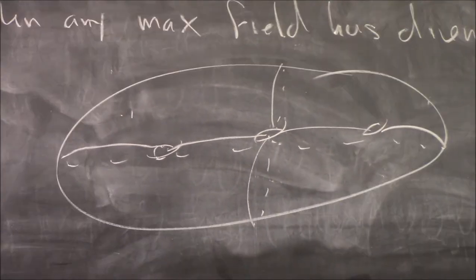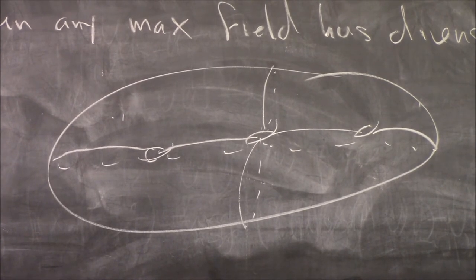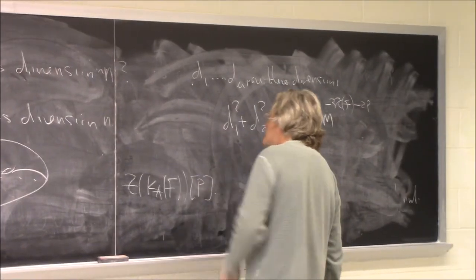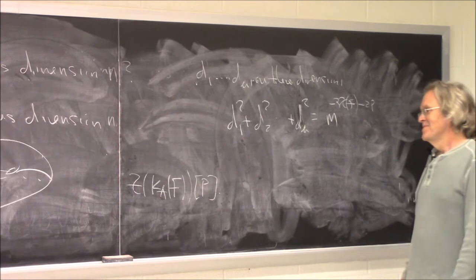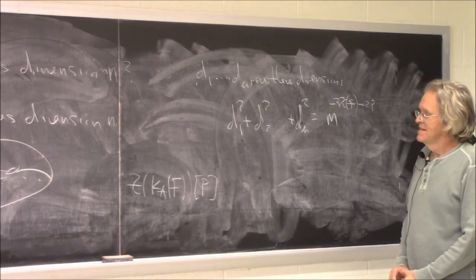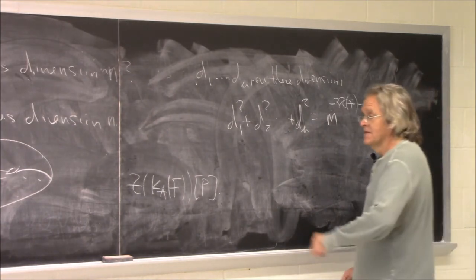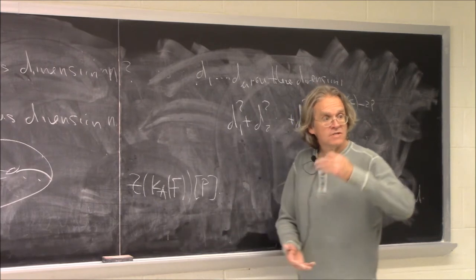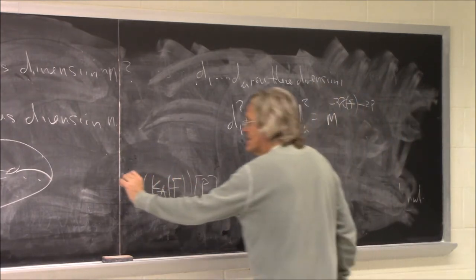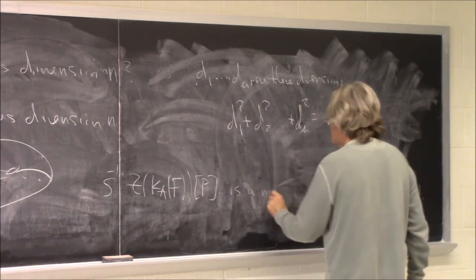I'm there. Okay. And then what you do is you take the center of K A of F, and then you can adjoin those curves to it. And this will be a field because there are no crossings. Remember, when you multiply, there are no crossings. And then, of course, S inverse of that is a maximal field.